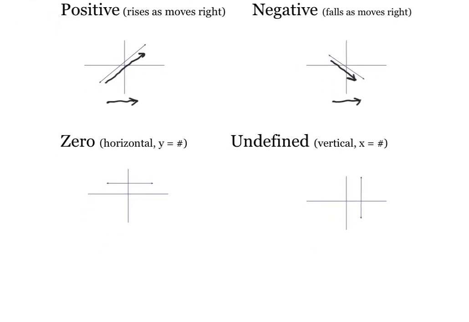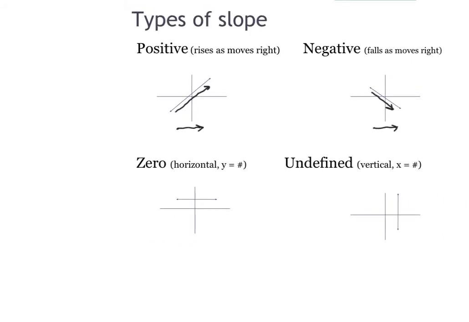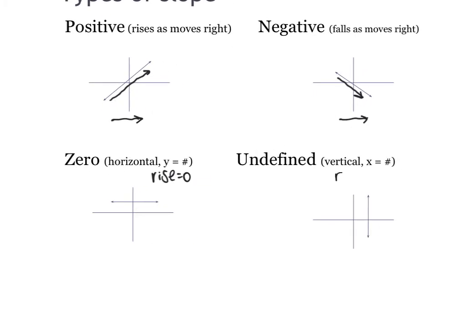Now, why is it 0 and why is it undefined? Well, for a zero slope, we're not rising at all. We're staying completely in the run category. So rise equals 0. And if the rise is 0, then the run can be anything. So our answer is going to be 0. Now, if our run is 0, our rise can be anything, but we're still dividing by 0, and that's undefined. So for any vertical line, x equals anything, your run is always going to be 0. The slope is always going to be undefined.